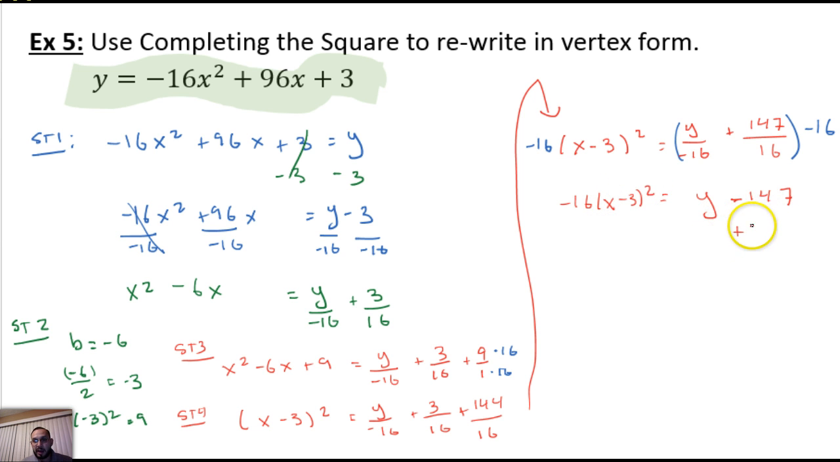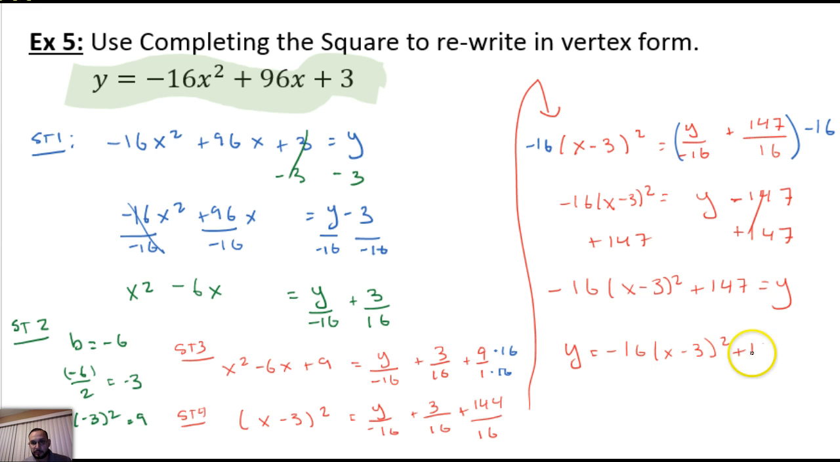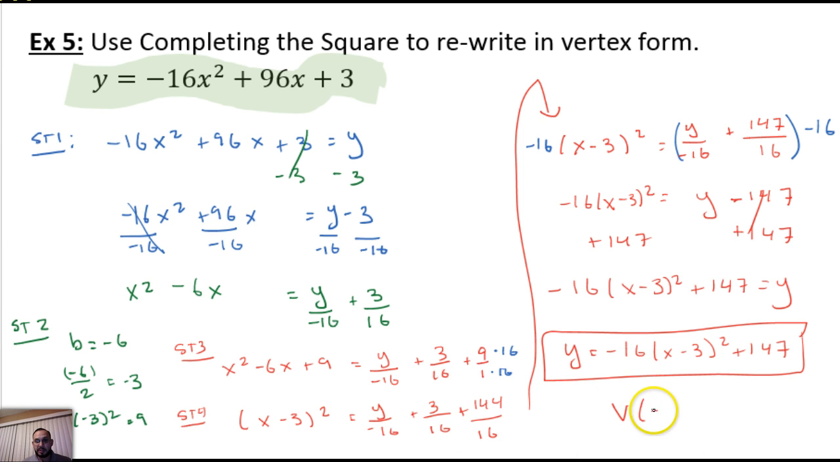And then my last thing is to add 147 to both sides. This goes away. I get negative 16 times the quantity of x minus 3 squared plus 147 is equal to y. And just for comfort's sake, let's go ahead and write that y in the front, and we get our vertex form. So again, this is a tough example, but if you followed through, you should be in good hands. Pause and rewind as needed when you take your notes. So let's go ahead. My vertex then is simple. It's just positive 3 and 147.